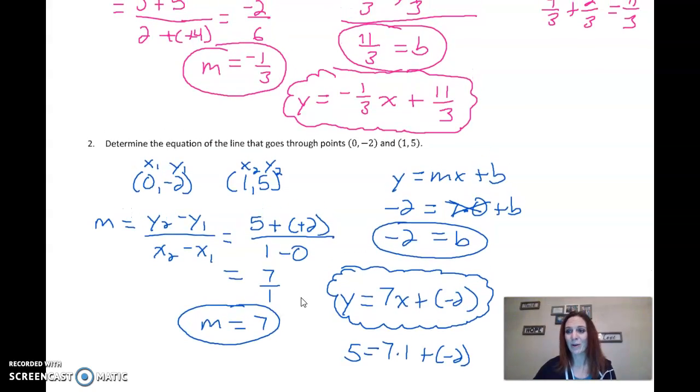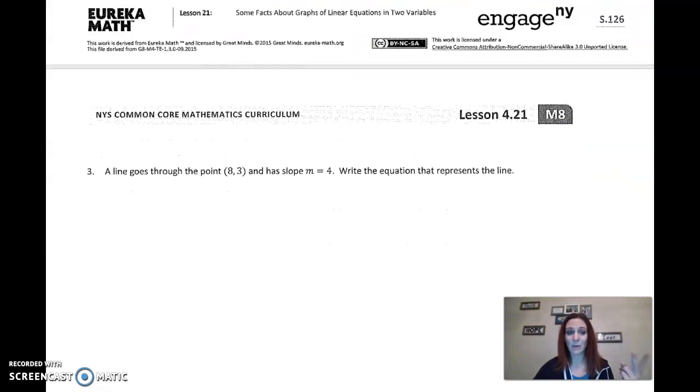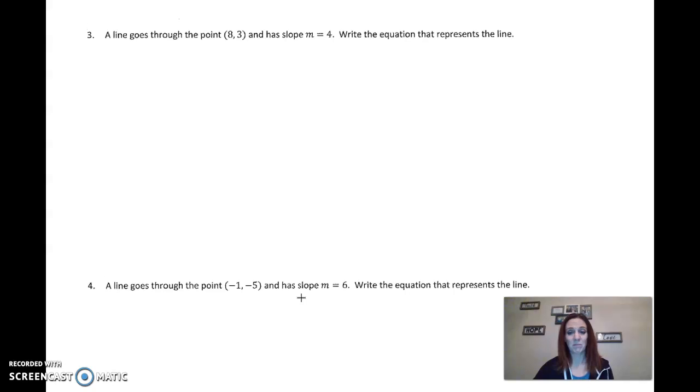All right, so again, this whole thing is about find a slope, find a y-intercept. I didn't save the hardest for last. How's that? A line goes through the point (8, 3), x value, y value, and has a slope m equal to 4. Write the equation. Well, guess what? I need two things. Slope, got it. Y-intercept, don't got it. So take the information you are given and do the same darn thing we've been doing over and over. Plug in what you know, solve for what you don't know.